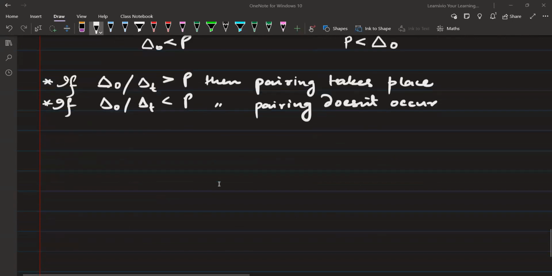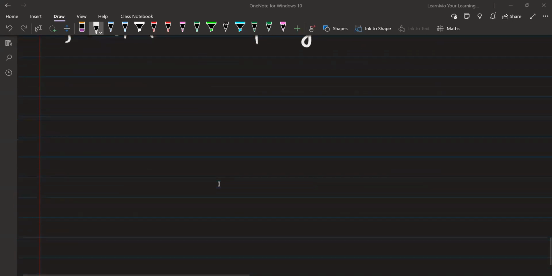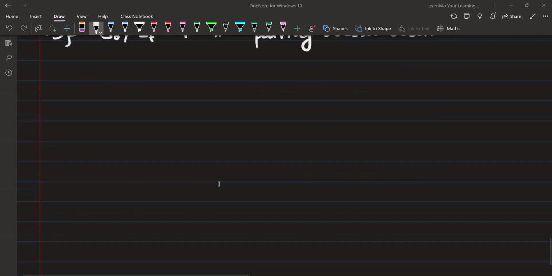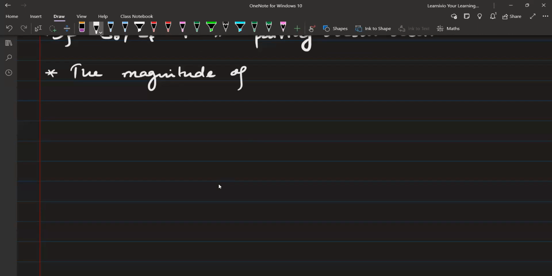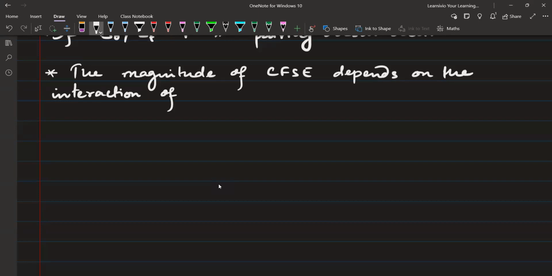See, the magnitude of the crystal field splitting energy, del, that is the crystal field splitting energy or stabilizing energy, depends on the interaction of metal and ligand. Okay, metal is assumed to be a point positive charge in crystal field theory.